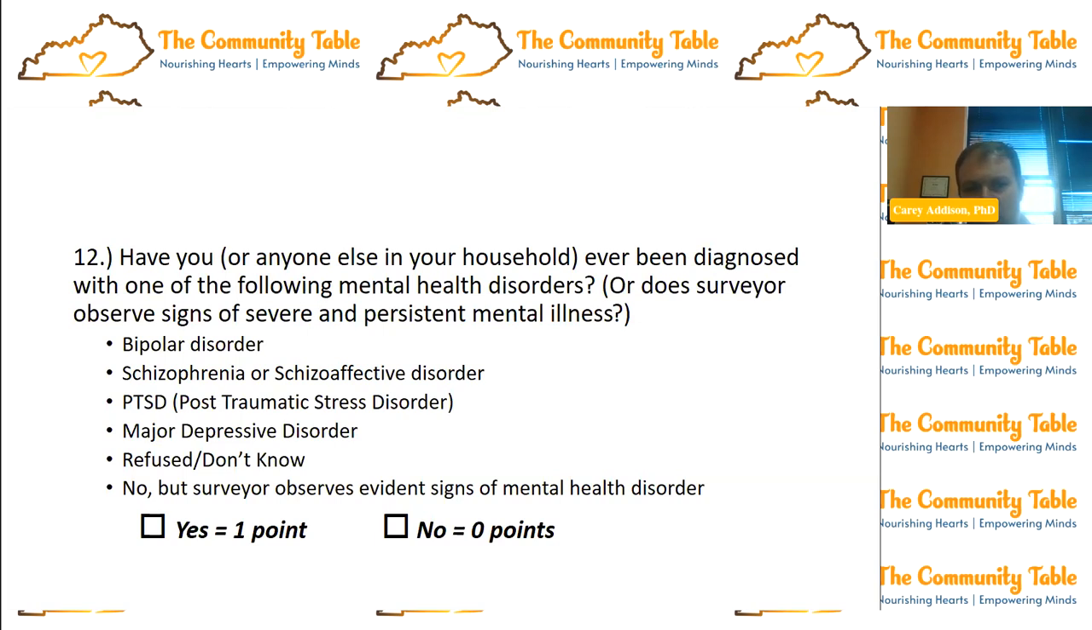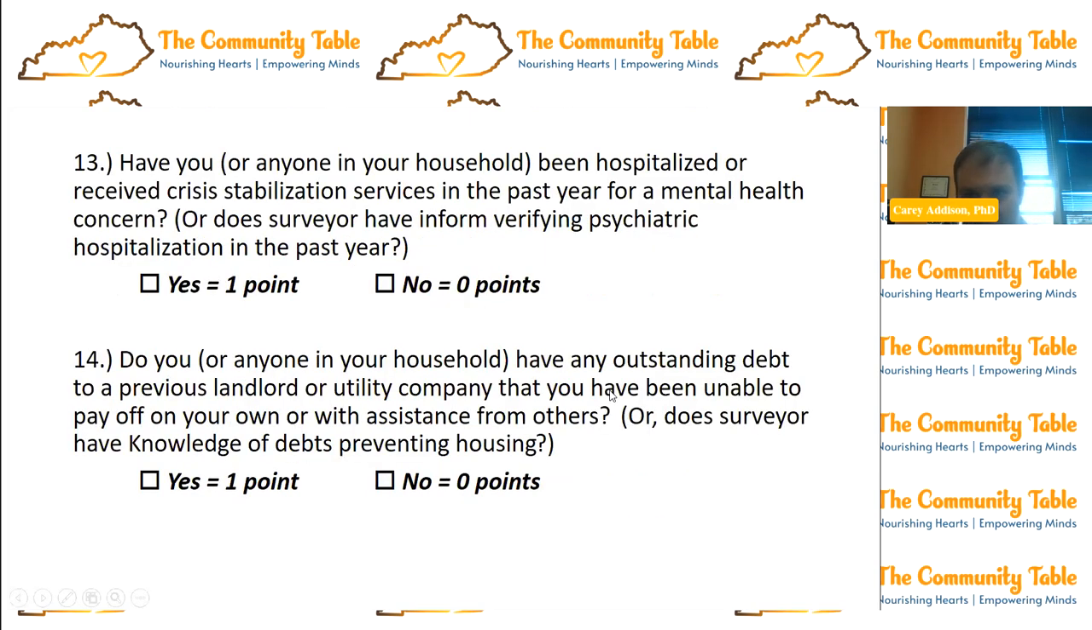Again, there's an observational question in there. So for example, if someone is having some very delusional thoughts, they're having a conversation with someone else and there's no one else in the room during that time, but they don't indicate they have a mental illness, there's an opportunity for the surveyor to make note of that as well. We ask about hospitalization and treatment for mental health conditions as another measure of the severity of having a psychiatric condition.